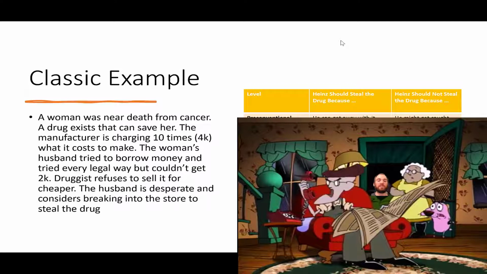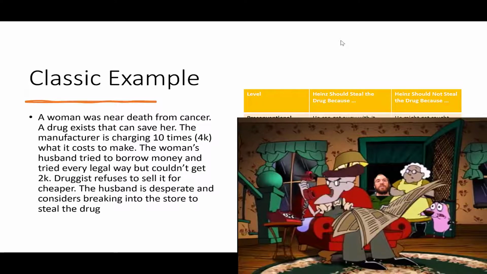So you see here these very broad concepts of society. The husband should not steal the drug because doing so violates a basic social contract needed to preserve civilization. Thou shalt not steal. You can take this in secular terms or biblical terms. The idea is that if everybody steals anytime they think it's correct, even if it's correct, this will lead to a breakdown of society. And in more biblical terms, it's against the Ten Commandments.